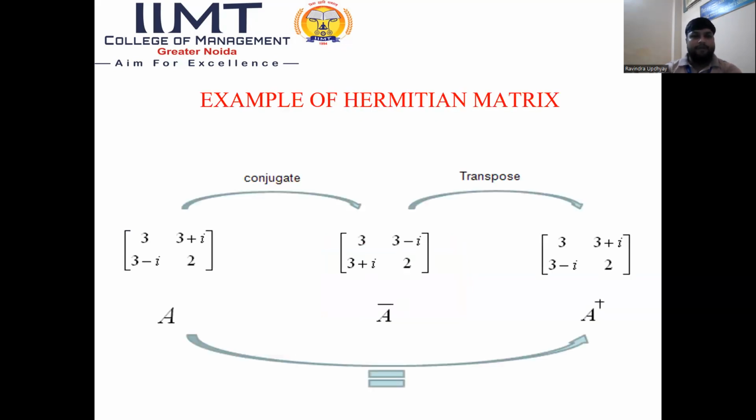By an example, suppose A is the matrix 3, 3 plus i, 3 minus i, and 2. And its conjugate is 3, 3 minus i, 3 plus i, 2. Now we see that it is equal to its transpose matrix. When we transpose the conjugate matrix, we see that A equals A^H, the conjugate of its transpose matrix.